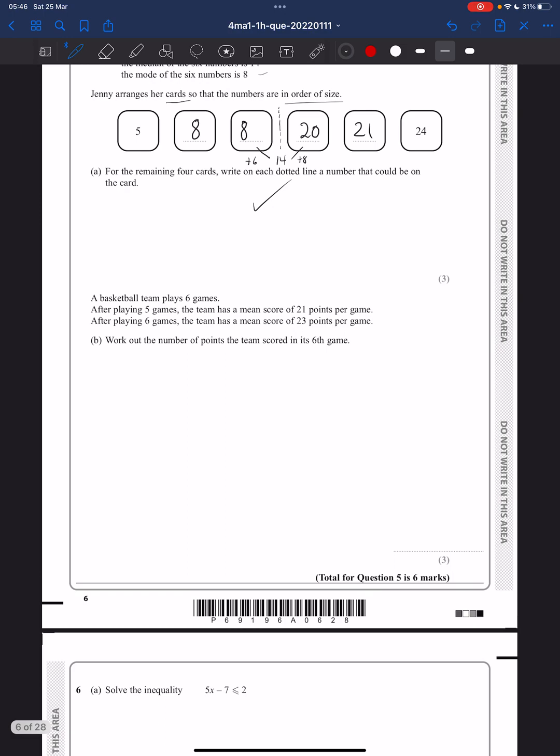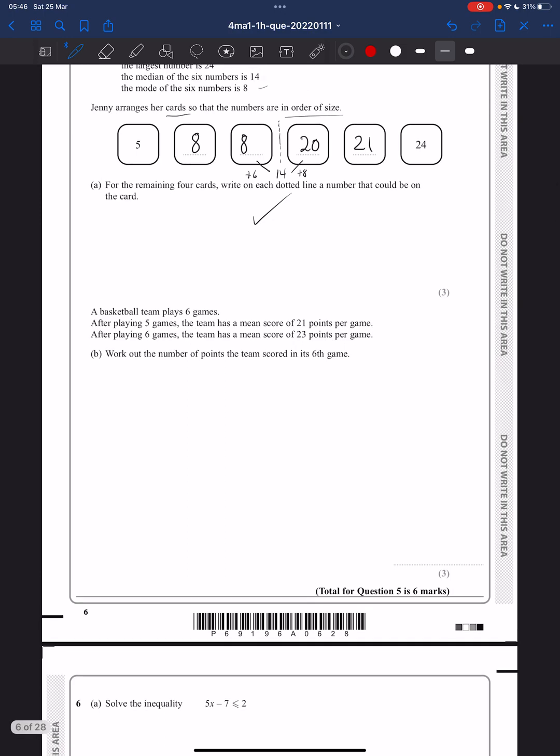Right, a basketball team plays 6 games. After playing 5 games, the mean is 21. After playing 6, the mean is 23. Work out the number of points the team scored in its 6th game. Okay. So if 5 games, the mean is 21, so the total for the first 5 games is 5 times 21, which is 105.